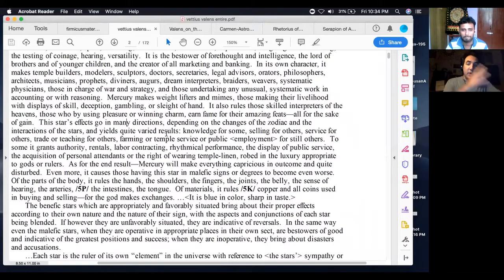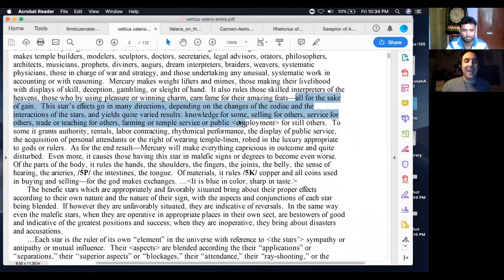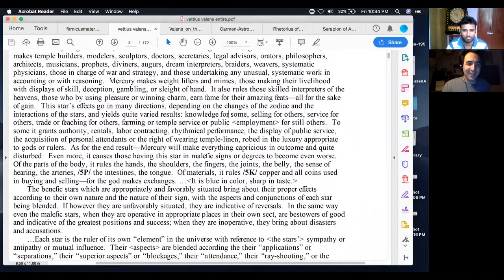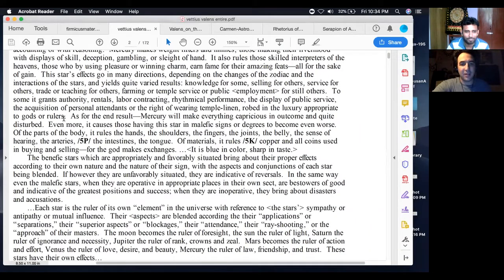He can go in between the underworld and the waking world. Like in the myth, he shepherds souls into the underworld. He's the messenger of the gods. Hermes, Mercury. It rules those skilled interpreters of the heavens, so astrologers. Mercury is the planet of astrologers for Hellenistic and medieval Persian astrologers. Winning charm, amazing feats, but all for the sake of gain. Mercury's a trickster. The stars' effects go in many directions. Again, diverse. Think diverse with Mercury.